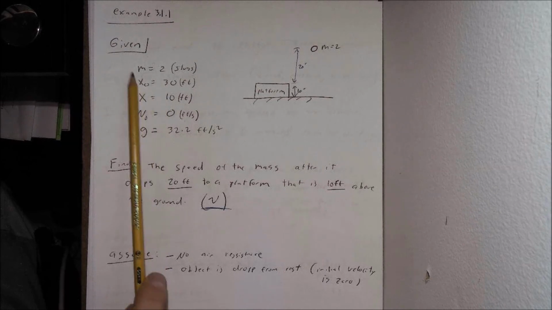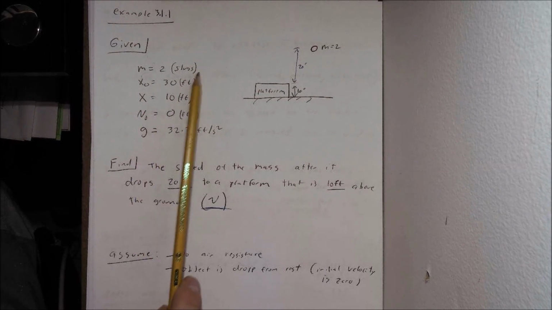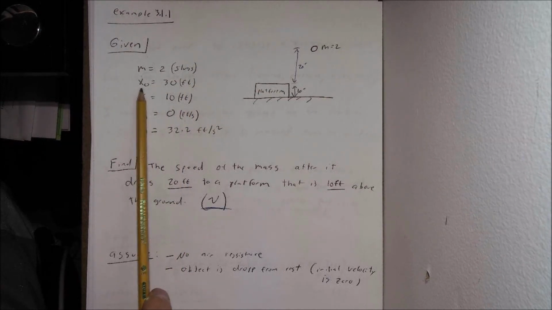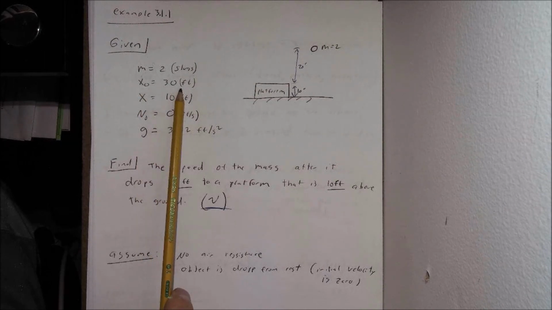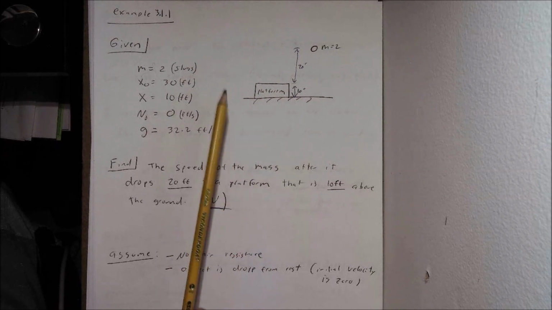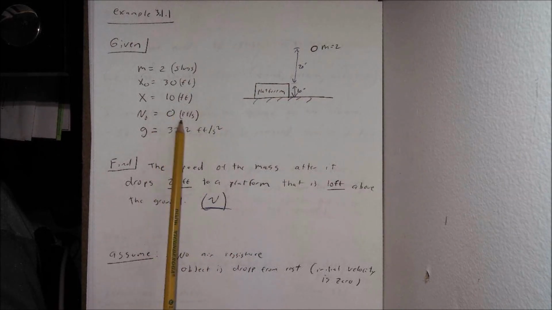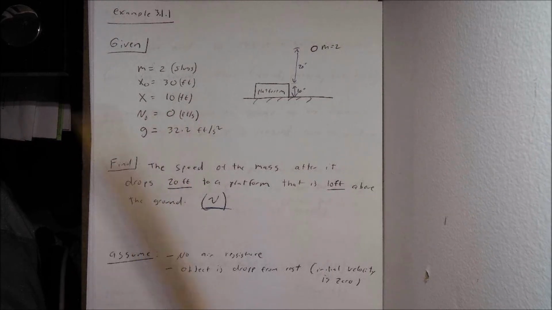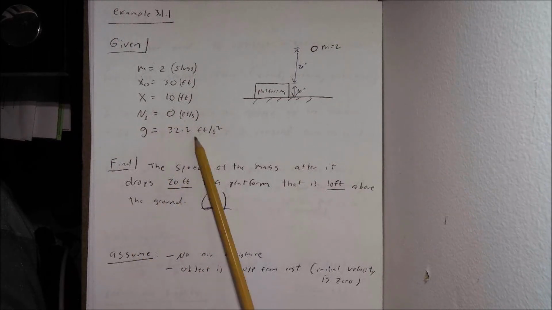What they give us is, we know our mass is equal to 2 in units of slugs. Our initial position, x naught, is at 30 feet above the ground. Our final position is at 10 feet above the ground. Our initial velocity is 0 feet per second, because it starts from rest when it's dropped. And our acceleration due to gravity is 32.2 feet per second squared.